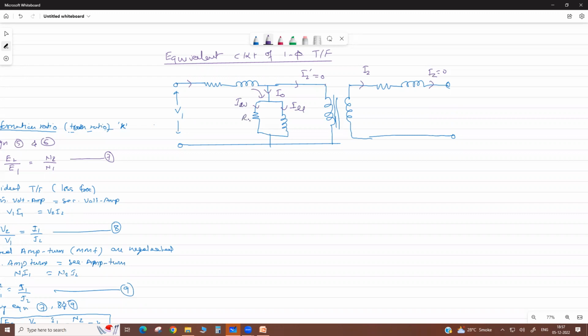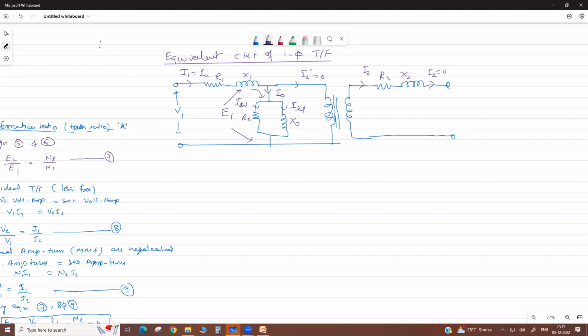It is a magnetizing branch resistance and magnetizing branch reactance. At no load, I1 equals I naught only. When this current flows, it produces a magnetic flux, and then there is an induced EMF E1. Generally at no load there is a very low drop in R1 X1 and R2 X2, or Z1, the combination of resistance and reactance.